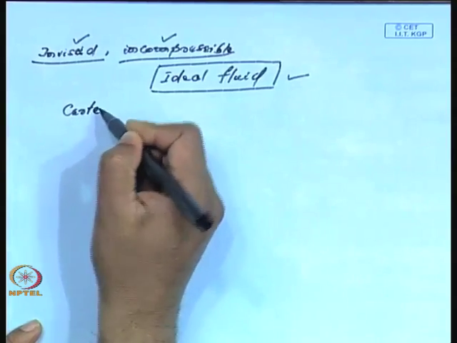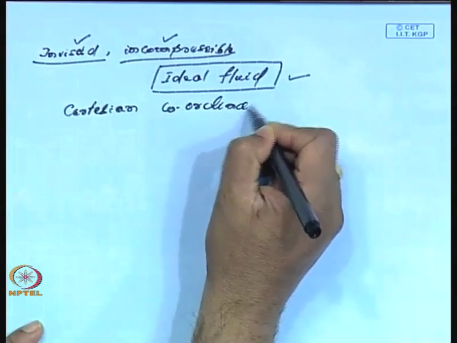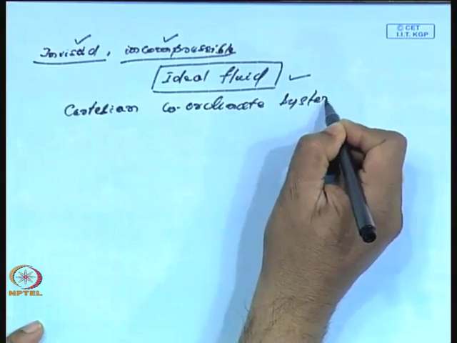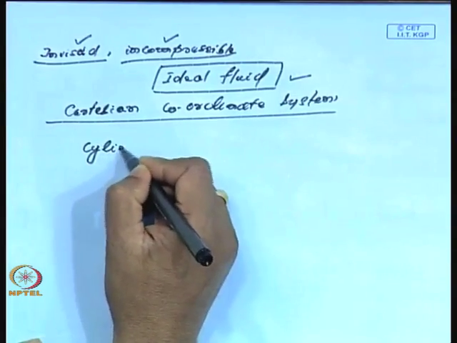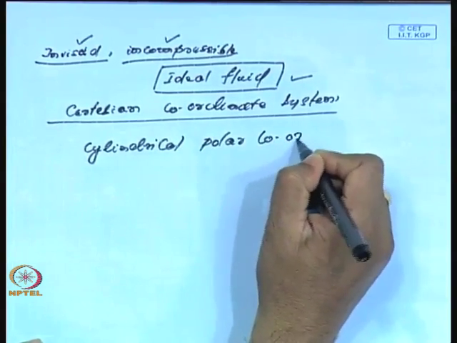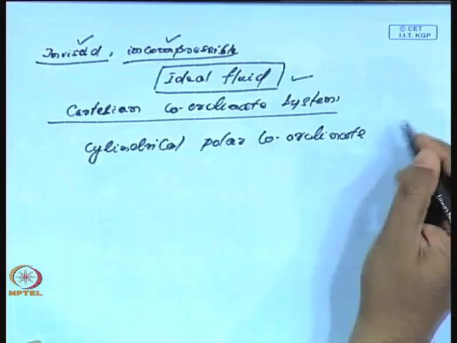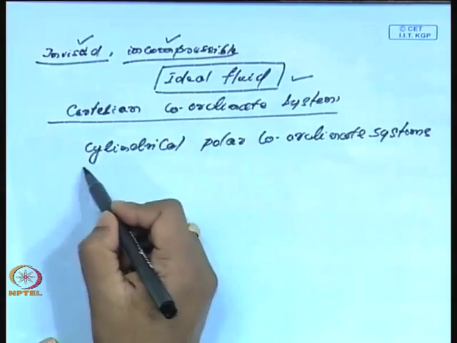Now, most of the derivations we have done as of now are based on the Cartesian coordinate system. Without going into detail, I will just say what happens if we look at the cylindrical polar coordinate system. This equation of motion I will not go into the details of; it can be derived independently, and there are many textbooks you can go through.